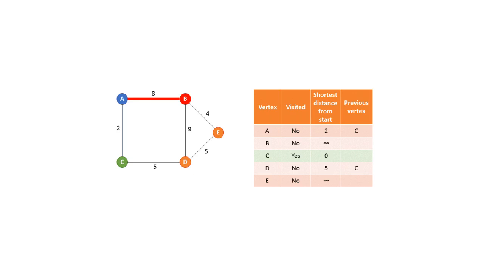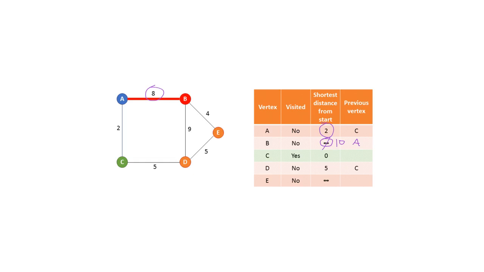So now we calculate the distance from B to the start. So that is the distance between B and A, which is 8, and the distance from A to the start, which is 2. So we've got 8 plus 2 is 10. We now look at the shortest distance from the start for B and see if 10 is lower than the number that we're already storing. Well, 10 is less than infinity, so we can update that data and also the previous vertex that we came from for B, which was A.